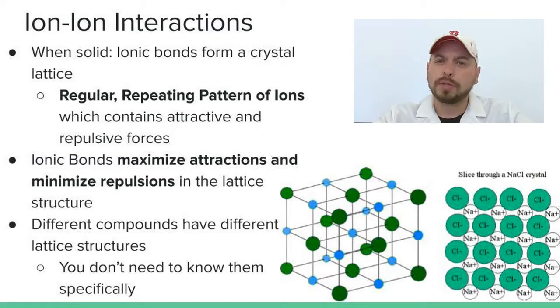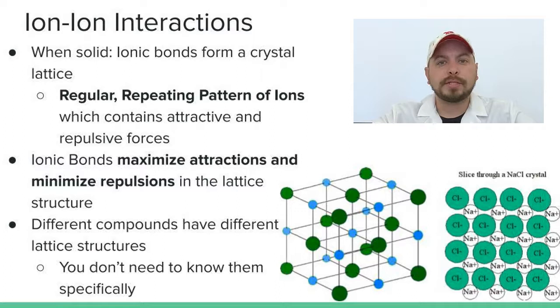You don't need to know the actual geometries or structures of the lattices themselves, but you do need to understand that the overall structure of a lattice maximizes the attraction, minimizes the repulsion. And that's the case in pretty much any bond. We talked about the same thing in a covalent bond, right? Where the interparticle distance or the internuclear distance maximizes the attraction, but minimizes the repulsion. So we're going to see the same kind of characteristics in an ionic bond.